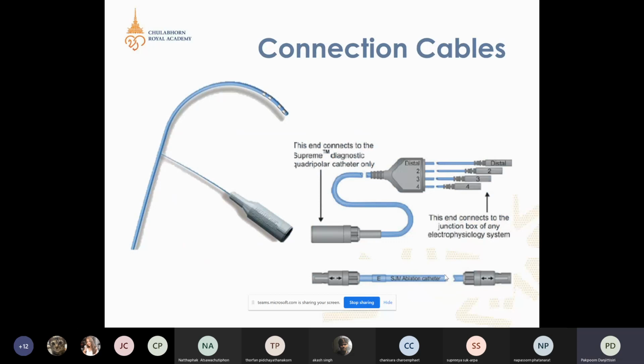After you know all about the importance of the electrodes on the catheter, you need to know how to connect the diagnostic or ablation catheters to the workstation or to the system. Definitely, we have connection cables available like this.